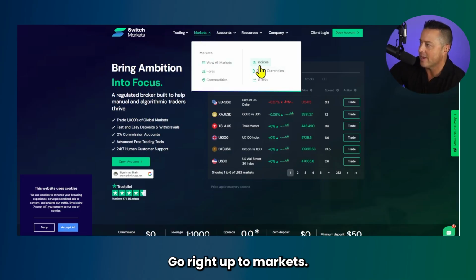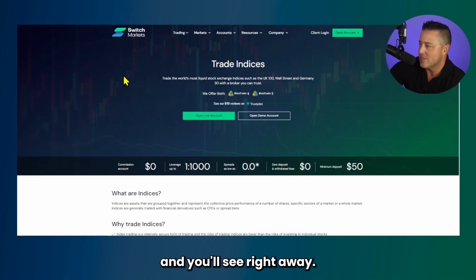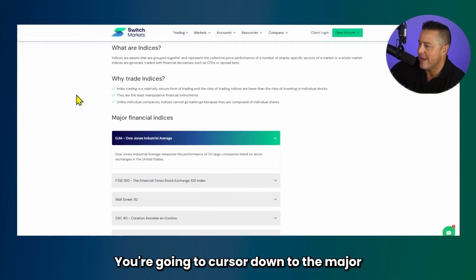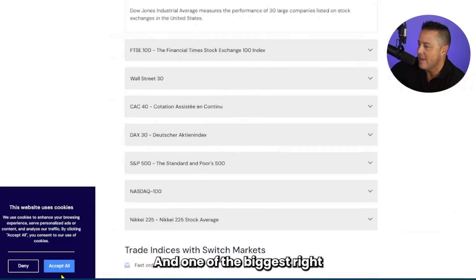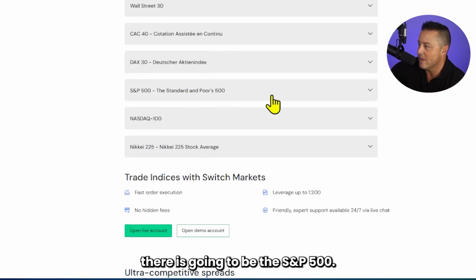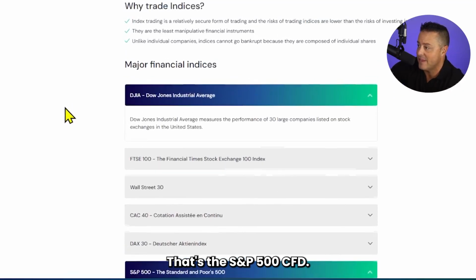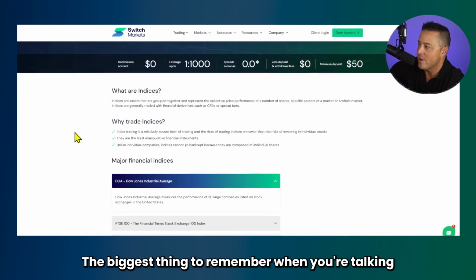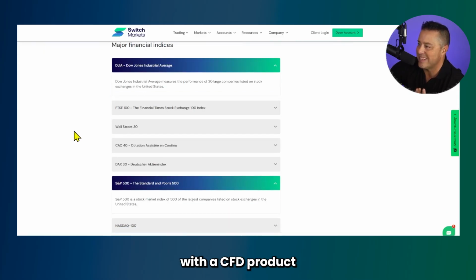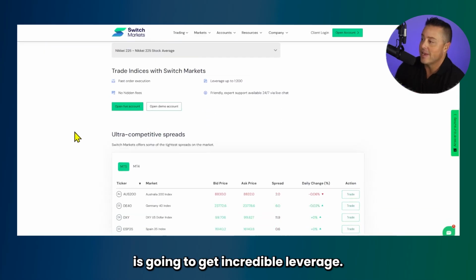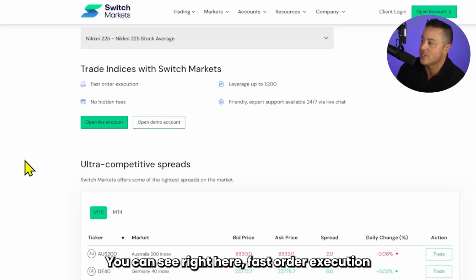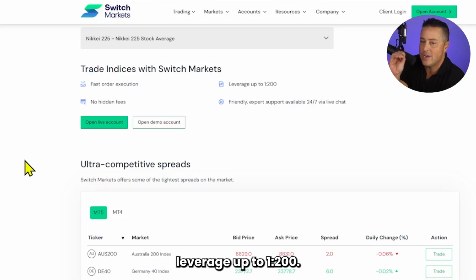Go right up to Markets, give indices a click, and you'll see right away, you're going to cursor down to the major financial indices, and one of the biggest right there is going to be the S&P 500. So there it is. That's the S&P 500 CFD. The biggest thing to remember when you're talking about trading the indices with a CFD product is you're going to get incredible leverage. You can see right here, fast order execution, leverage up to 1 to 200.